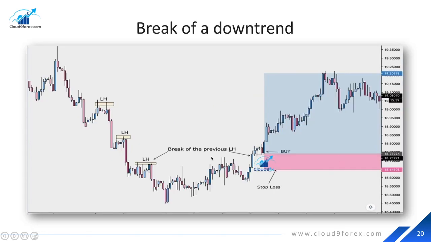So a break of a downtrend, lower lows, lower highs, price consolidates for a bit, then we get a break, and we can see that price is no longer in a downwards movement, and buyers come in, and now we're in an uptrend.